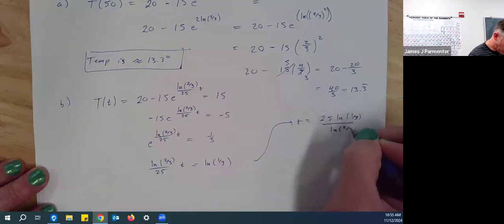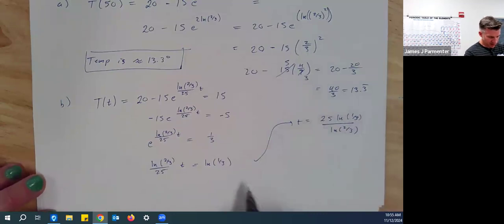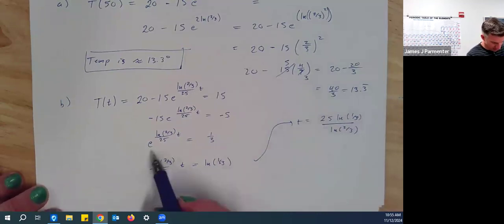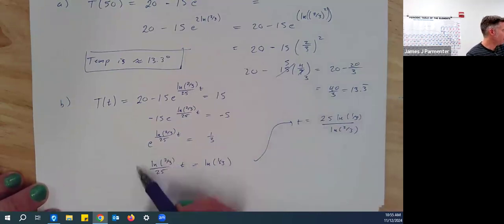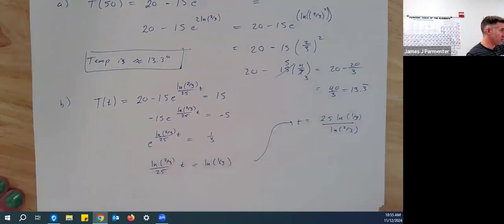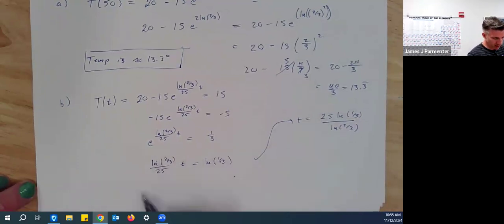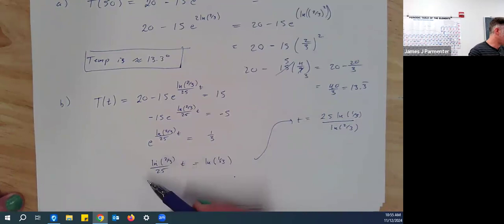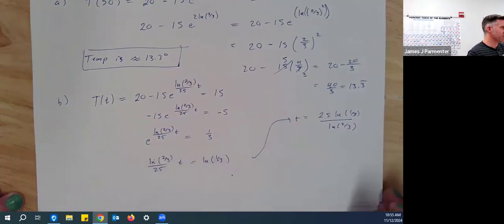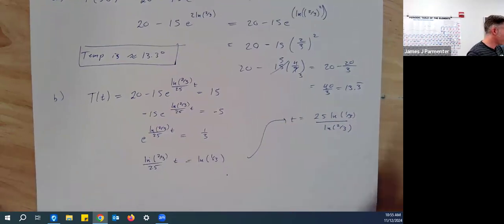I will point out, it's totally okay to write the natural log of 1/3 divided by all this. I just think it's terrible. I don't like having fractions and fractions. So I always like to think of multiplying both sides by 25 and dividing both sides by natural log of 2/3, instead of dividing the whole thing by natural log of 2/3 divided by 25. But again, that's just my preference. It's really fine to do whatever.